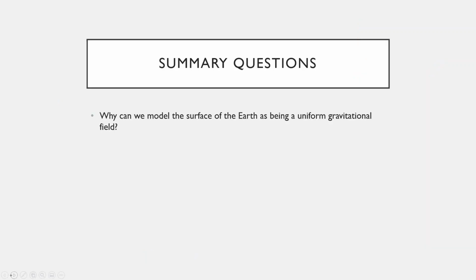That's pretty much it. That's all I wanted to say. We can consider a localized area of the Earth's surface as a uniform gravitational field, so we can simplify calculations. If you can answer that question, that means you've understood what's going on in the video.